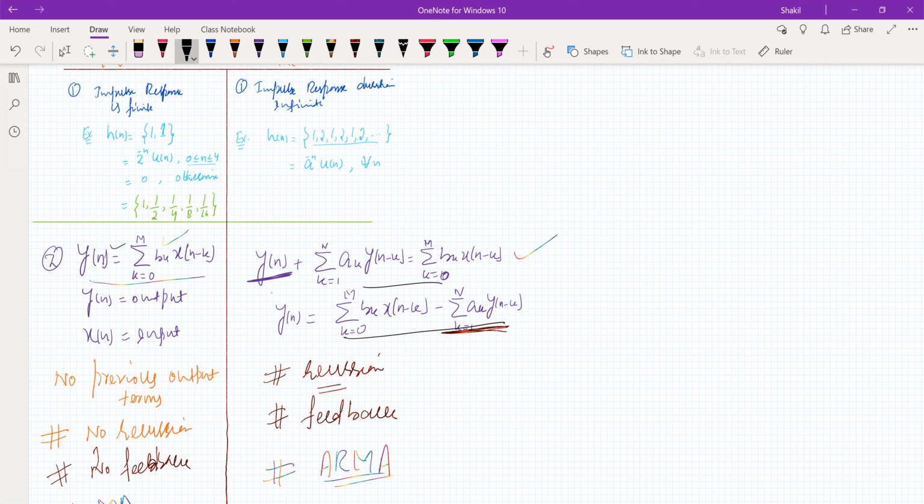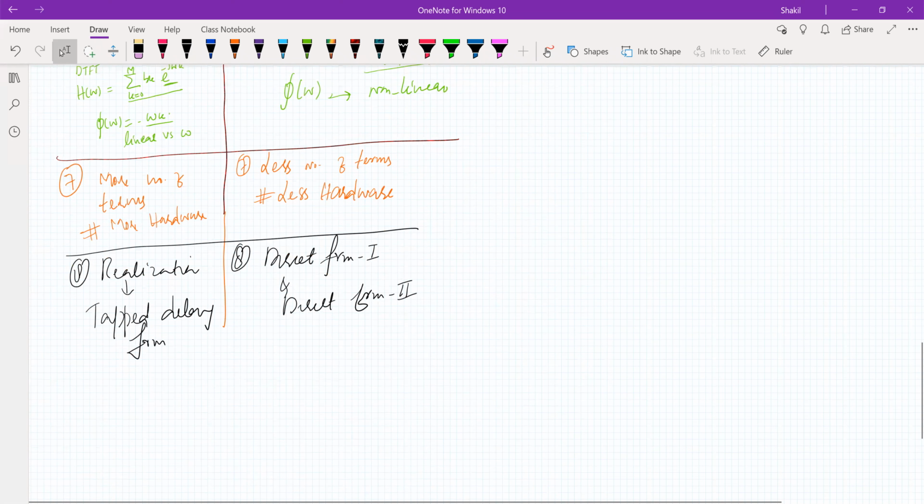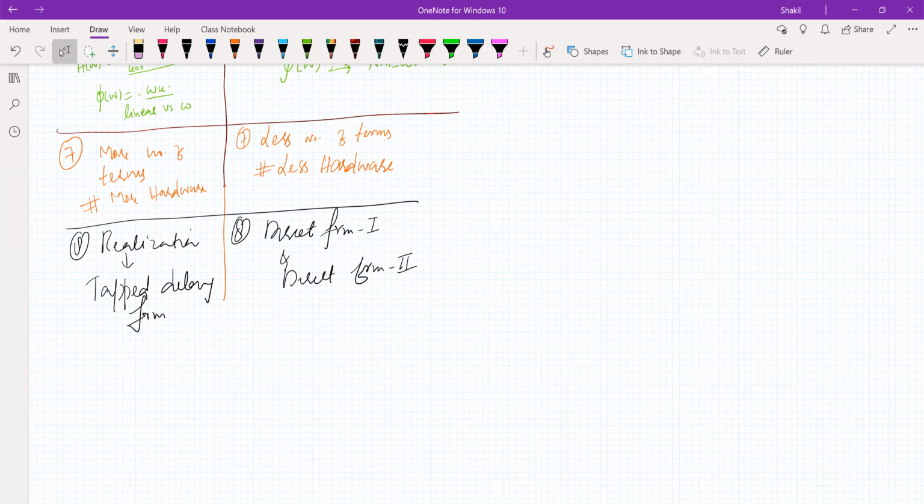Right? Now the other distinctions between these two are like this. So please revise these. In the next session, we will see some simple examples of FIR systems or FIR filters. All right? Let me end here.